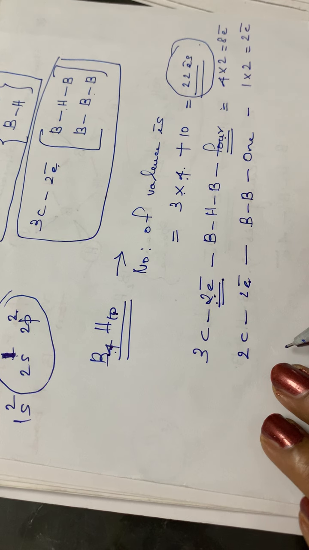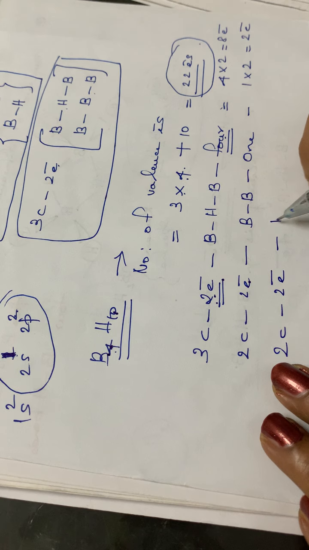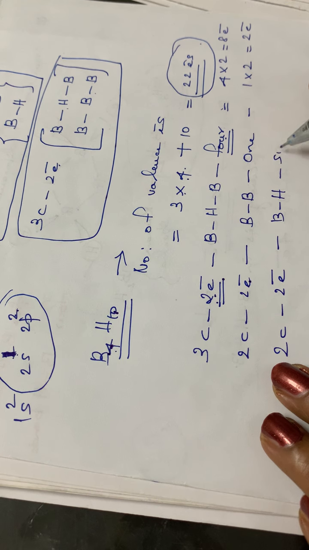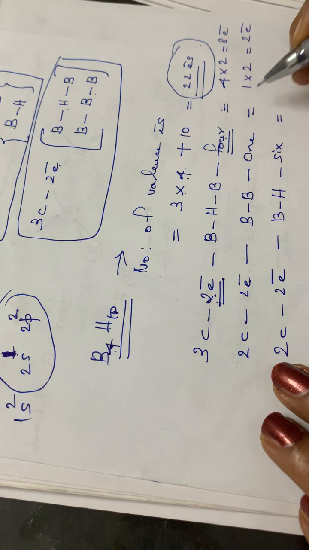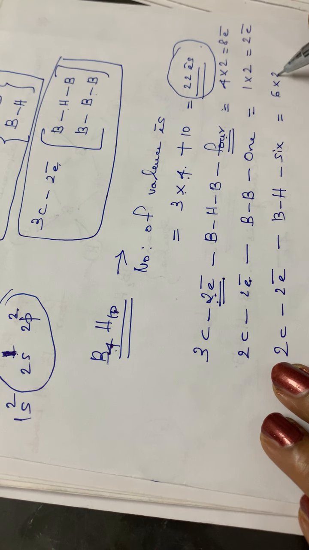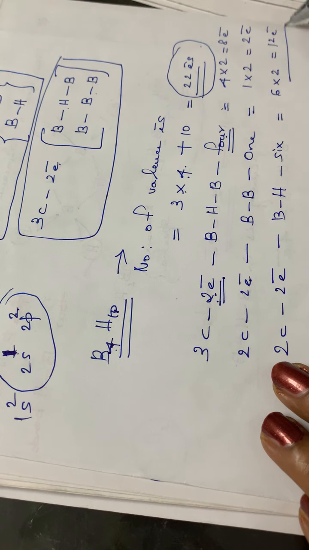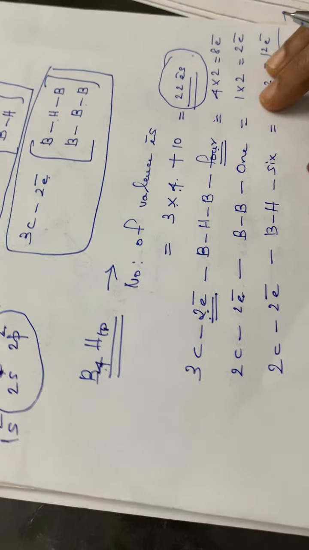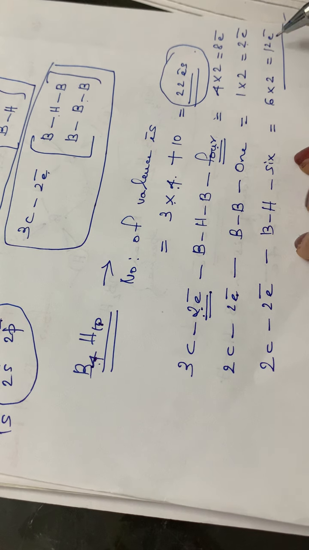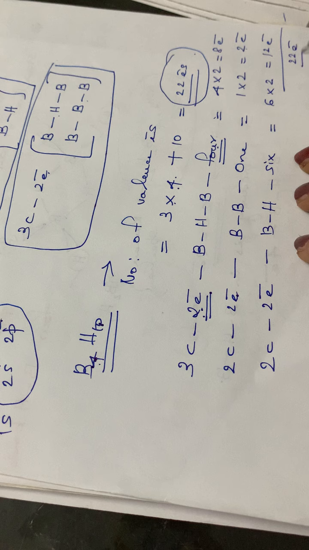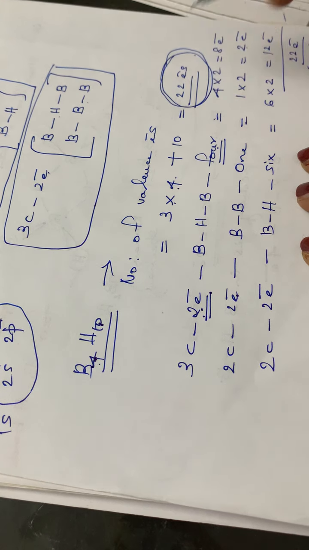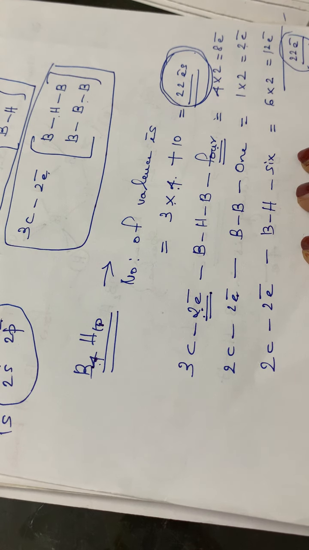Then again, the next 2 center 2 electron bond, that is BH bond, it is having 6 BH bonds. Okay, 6 BH bonds. So 6 into 2, that is equal to 12 electrons. So in total, how much? In total, 8 plus 2, 10. 10 plus 12, it is equal to 22 electrons. That is what we calculated here, isn't it? So this is how you have to calculate the number of electrons.